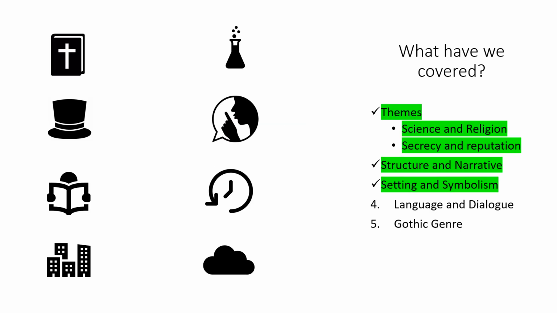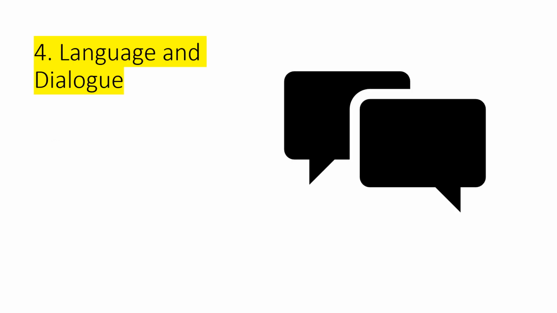We've come so far. Look at how many sessions we've done on this. Check that you've got your notes up to date. Check that you've got two separate lessons on science and religion, secrecy and reputation. Check that you've got notes about structure and narrative, setting and symbolism. They should all be there on the frog page for you if you need to go back and repeat. So today then, let's look at language and dialogue.